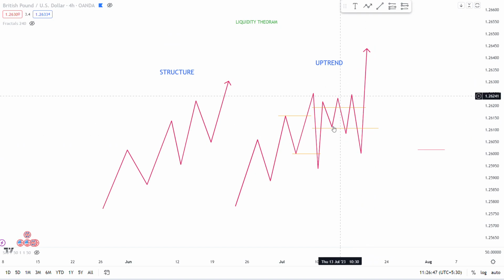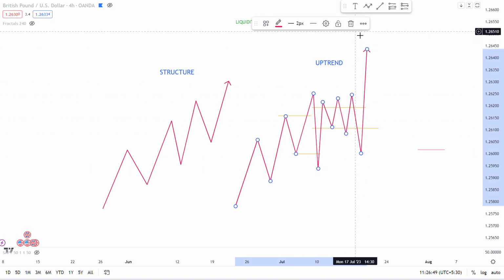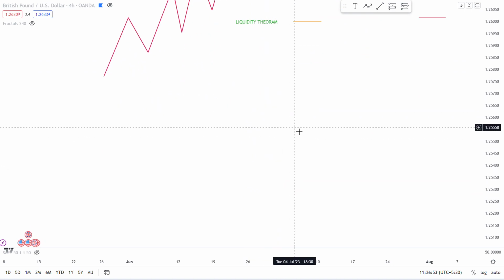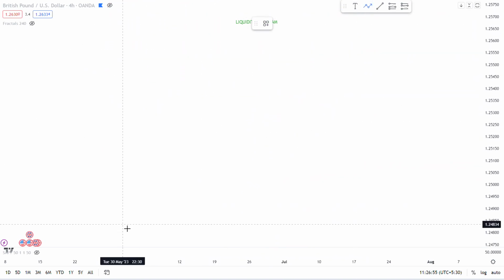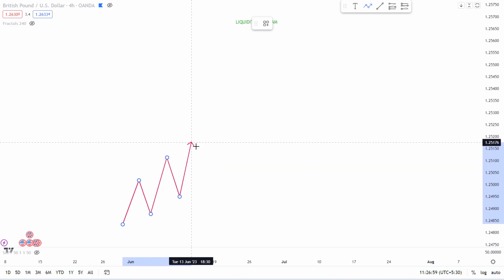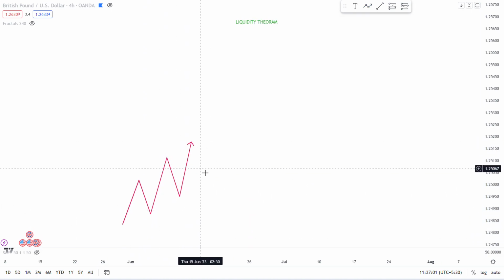Liquidity grabs, liquidity grabs. And I will show you how to combine both structure and liquidity in order to get better entries for your trades. Let's say the structure is moving like this. Okay, the structure is bullish.